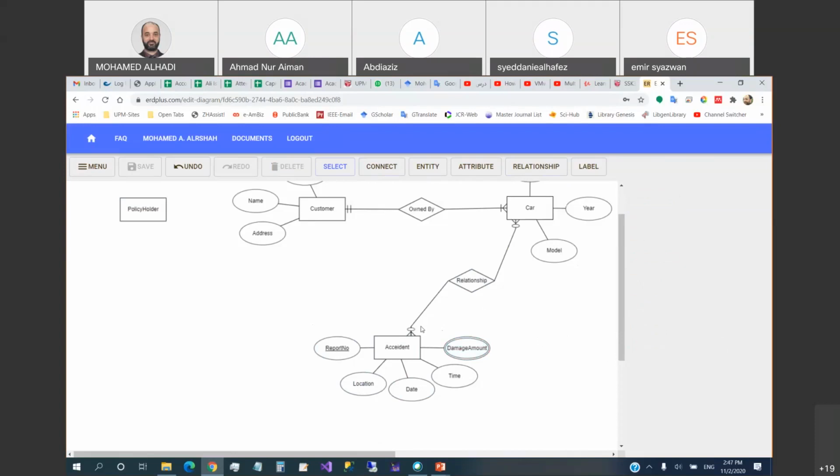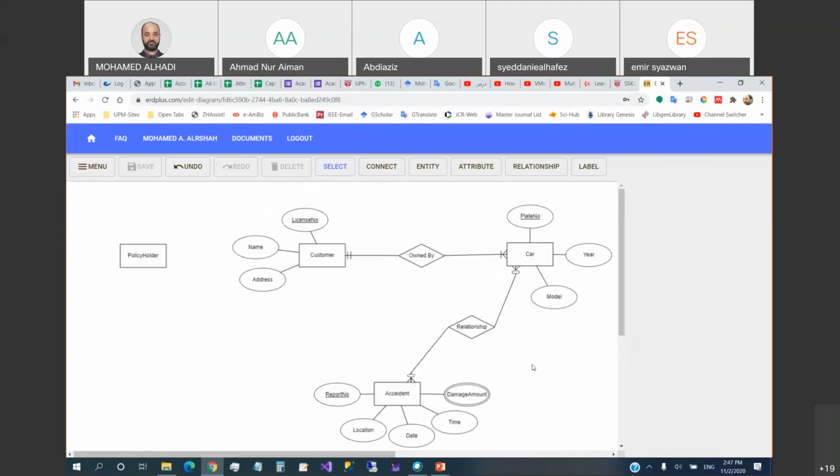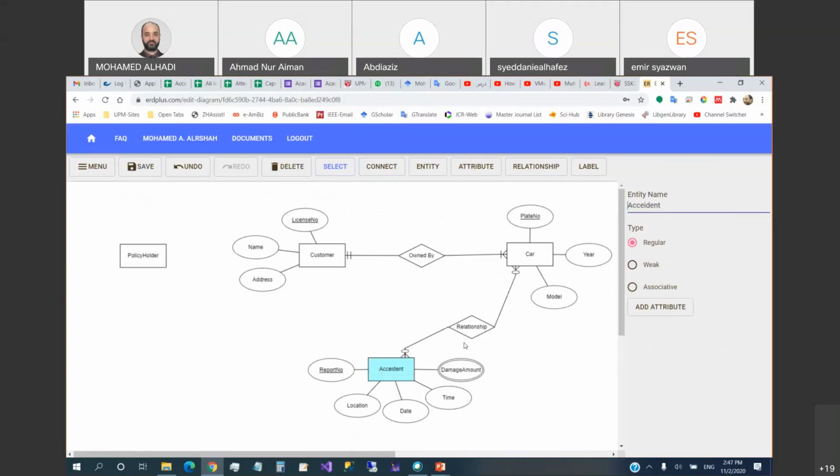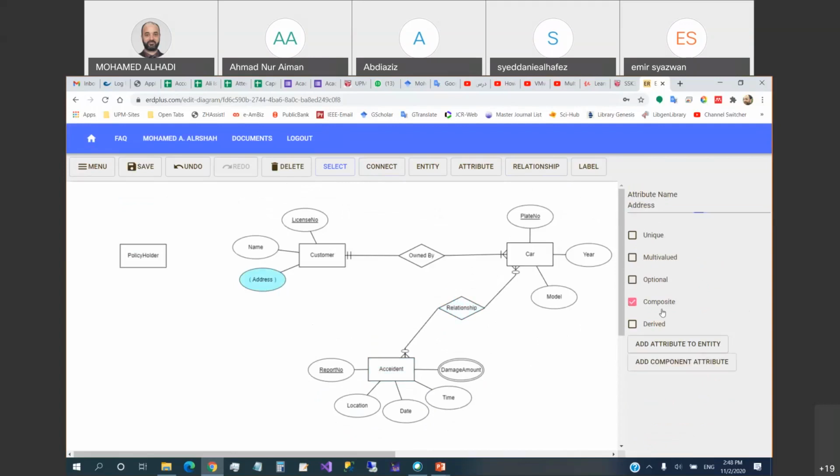Okay. Let us now go here and see how we can break down the address. So this address is composite. Okay, you see when we take the composite, it shows two brackets.